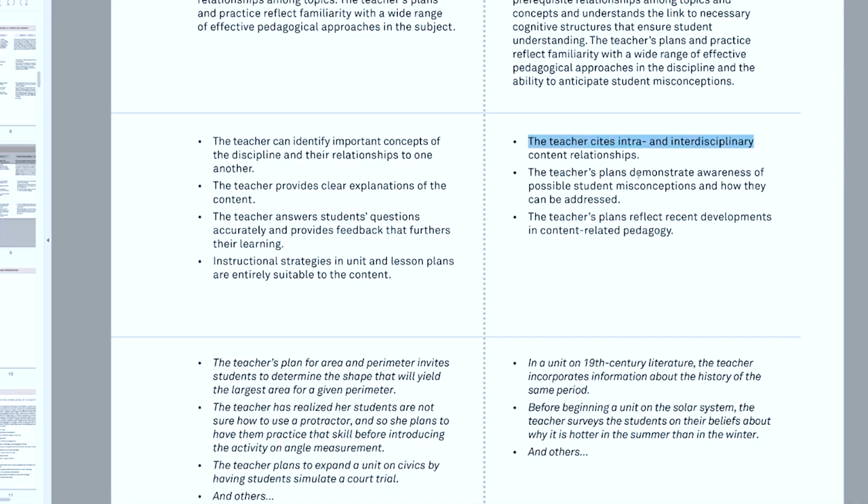And then we have the teacher's plans demonstrate awareness of possible student misconceptions and how they might be addressed. So again, you're anticipating those misconceptions. And then your plans reflect recent developments in content-related pedagogy. What that means is these recent developments here means the research. So no matter what discipline you're teaching, science, math, English, art, PE, whatever it is, there is research that governs your particular discipline. And this shows that you're reading that research and you're actually incorporating that into your lesson plans.